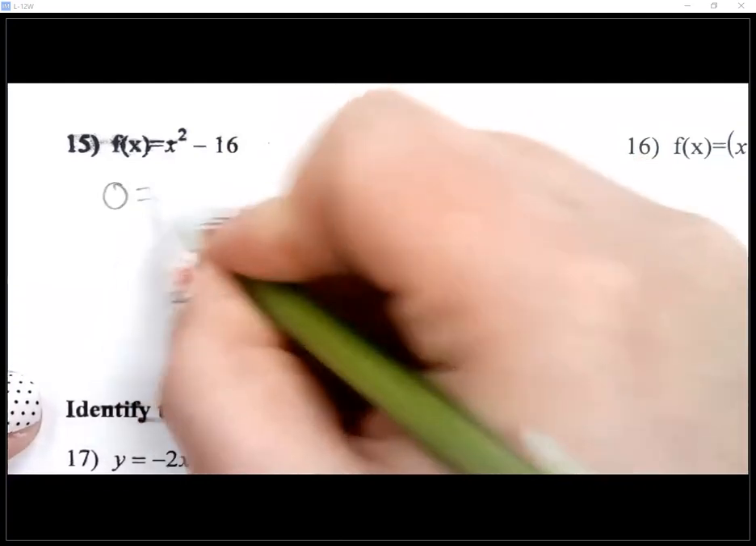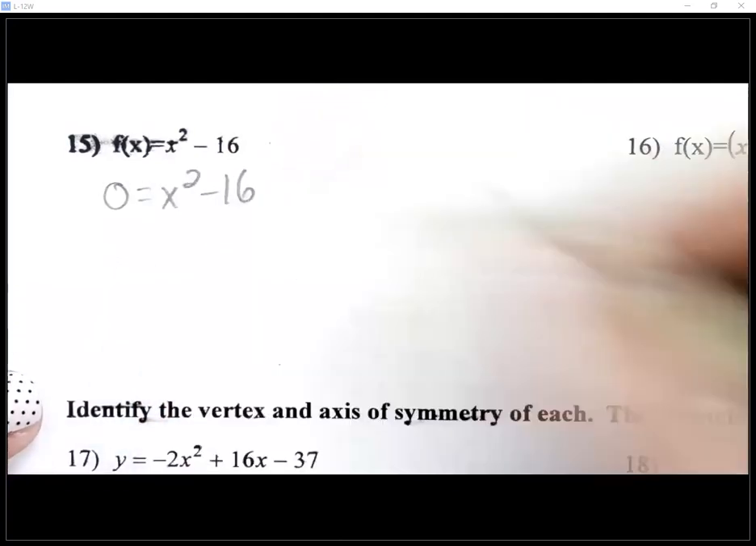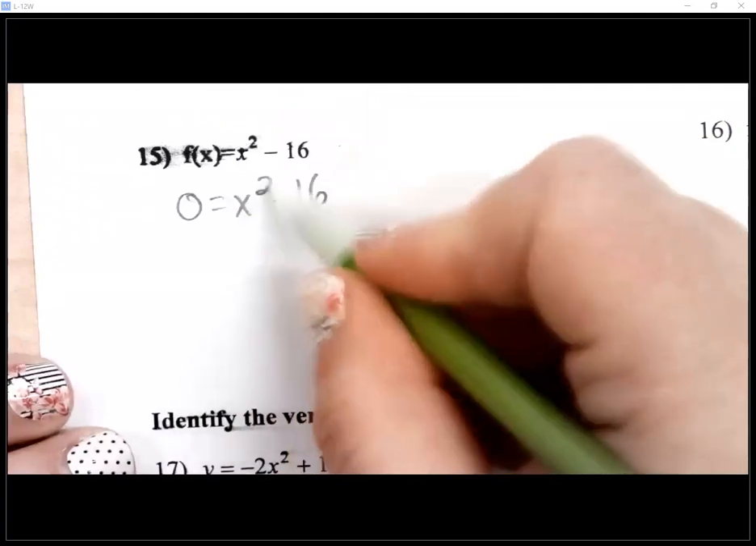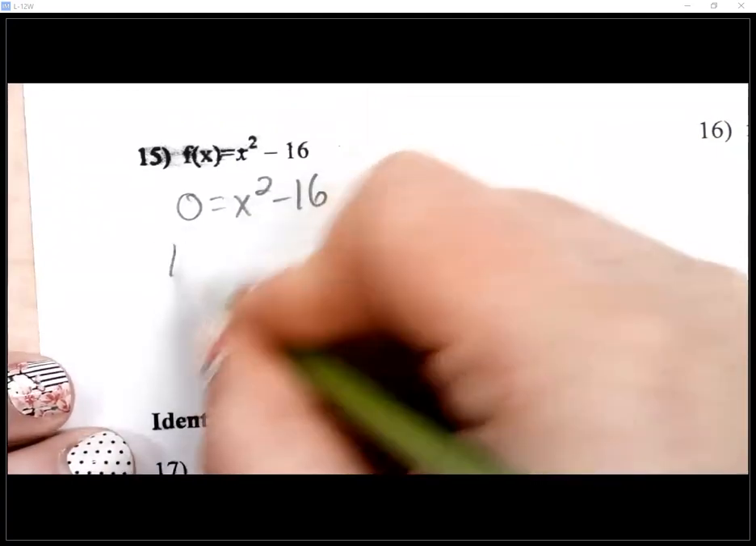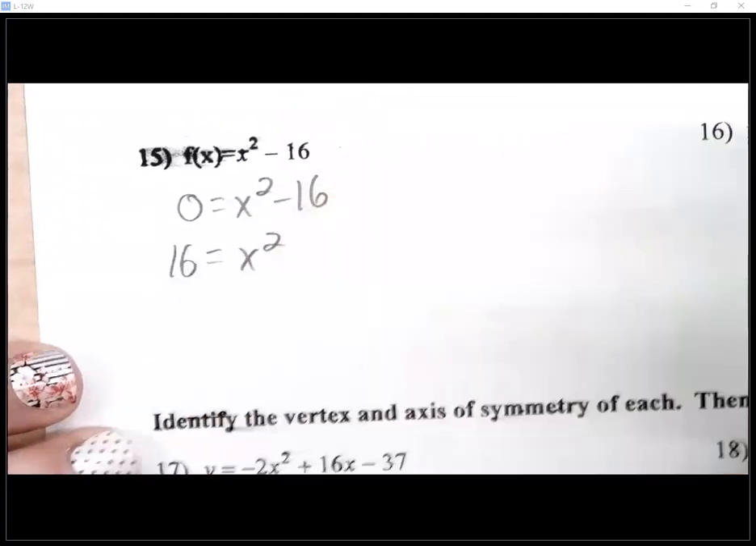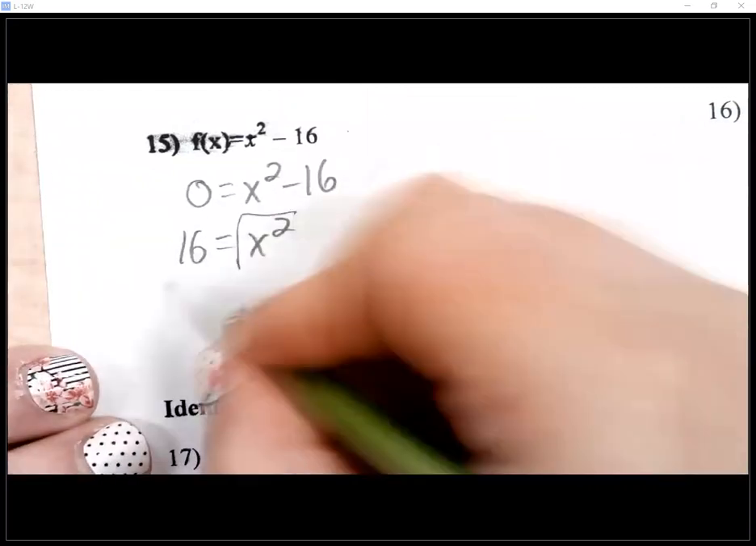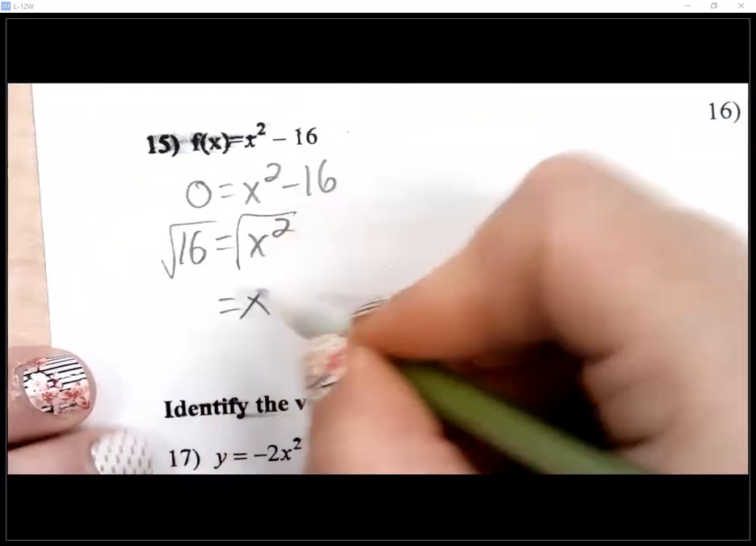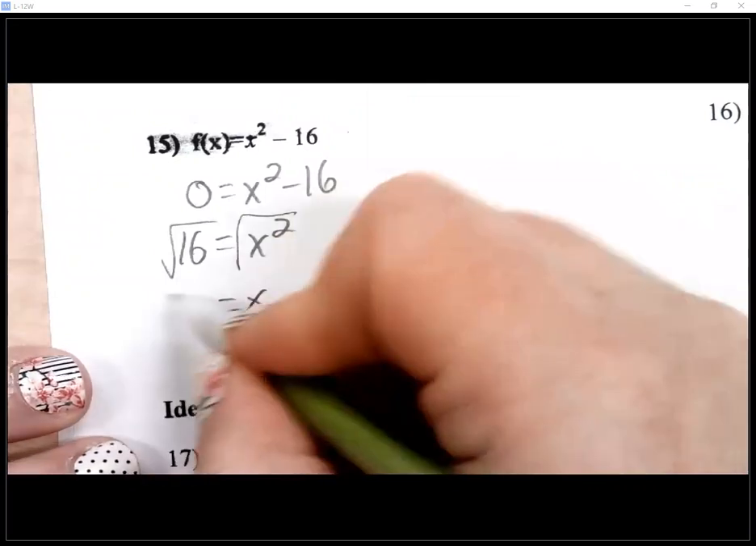So if I'm going to solve this one by square rooting, I literally just want to get the x squared by itself. So let's add the 16 to the other side. And then I just take the square root of both sides. What's the square root of 16? 4. Plus and minus 4, friends.